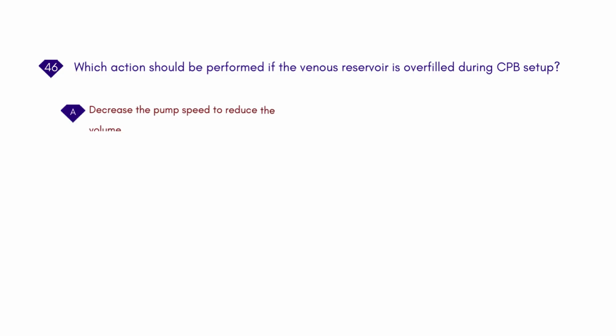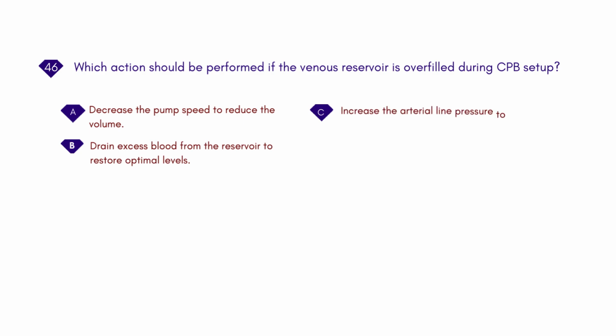A. Decrease the pump speed to reduce the volume. B. Drain excess blood from the reservoir to restore optimal levels. C. Increase the arterial line pressure to compensate. D. Disconnect the reservoir from the circuit.